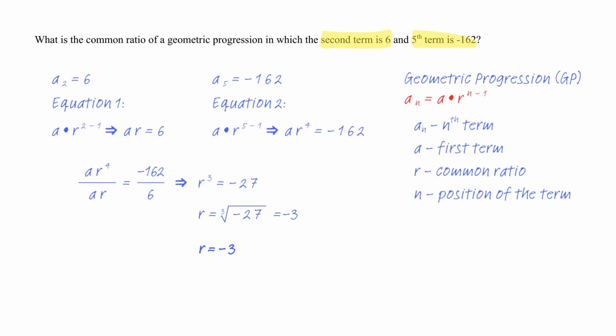And that's how you find the common ratio. By setting up equations for our geometric progression and using division to isolate r, we calculated that our ratio is negative 3.